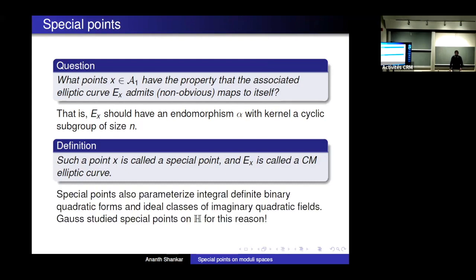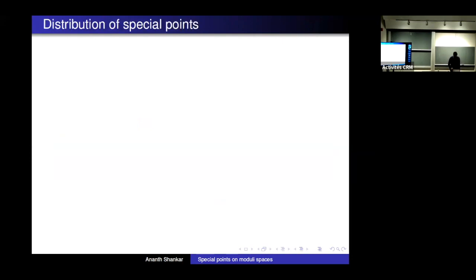All right. So special points on the modular curve are also of interest for completely different reasons. As it turns out, they parameterize integral definite binary quadratic forms, and therefore ideal classes in imaginary quadratic fields. And that's why Gauss was interested in the upper half plane and the action of SL2Z and the fundamental domain, because of precisely this reason. All right. So how are these special points distributed in your moduli space? That's a question that makes sense.